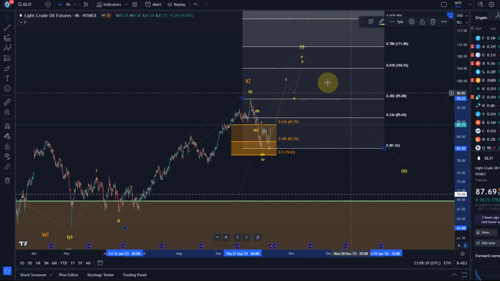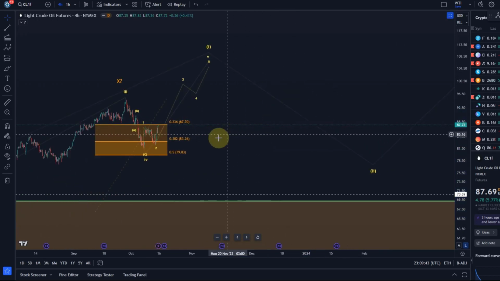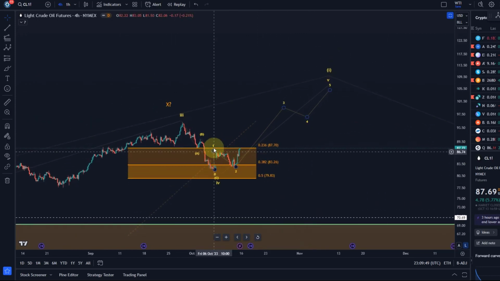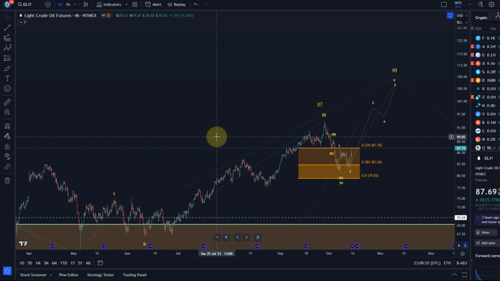Okay, so this is the first scenario. This scenario is valid as long as the last swing low is holding, which is here at $82.50. And as I said, a break above $90.40 would add weight to this thesis.